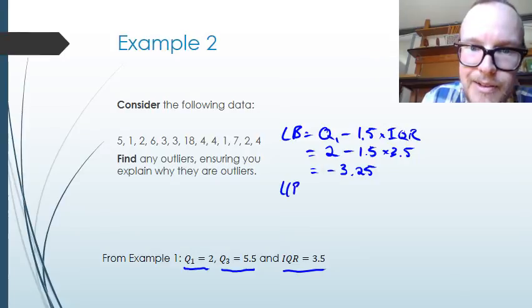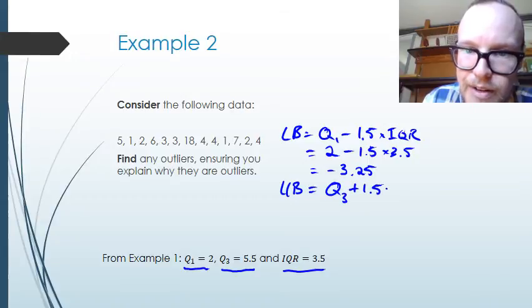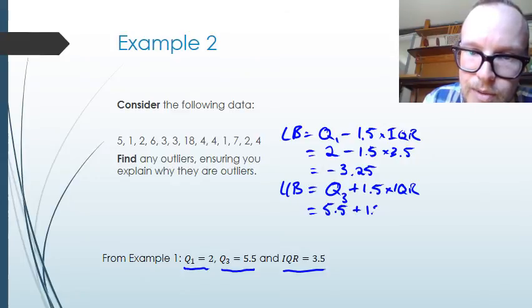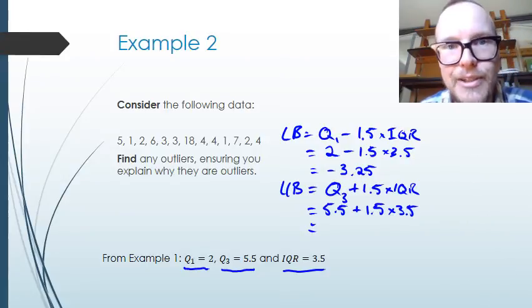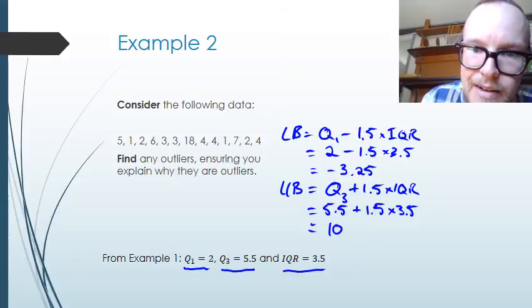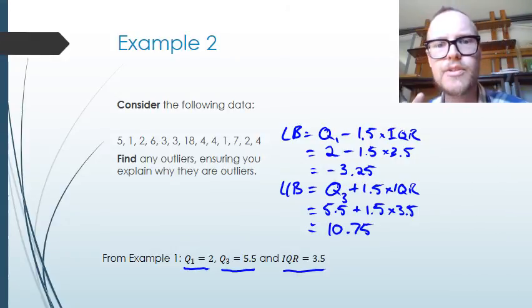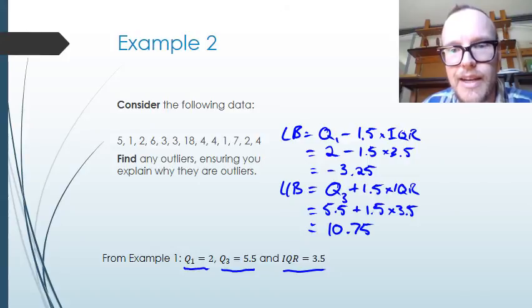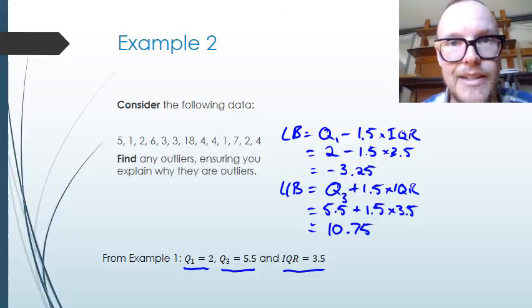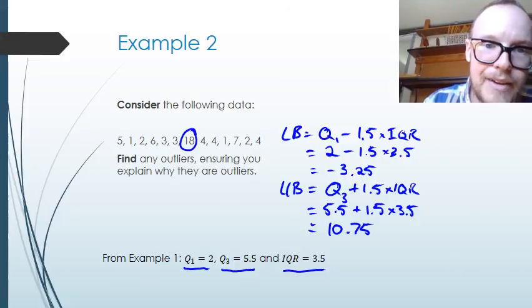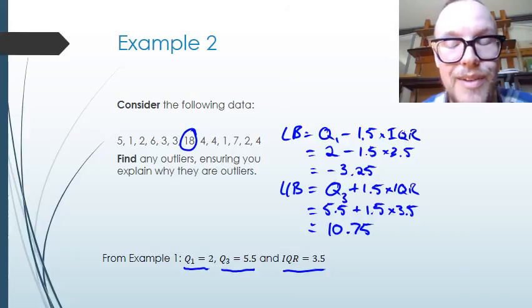If we look at our upper bound, it is Q3 plus 1.5 times the interquartile range. So our value for Q3 was 5.5 plus 1.5 times 3.5, our interquartile range. And if we plug that into our calculator, we get that our upper bound is 10.75. So, because we've seen that 10.75 is our upper bound, if we have any values larger than 10.75, they're considered outliers. Lo and behold, we have a value that's larger than 10.75, 18.